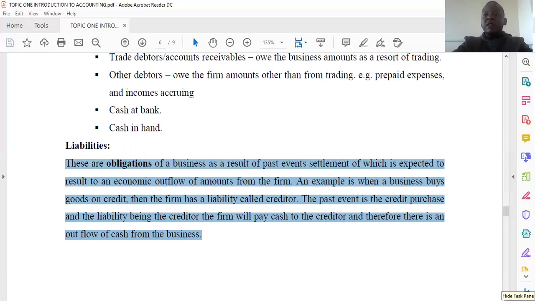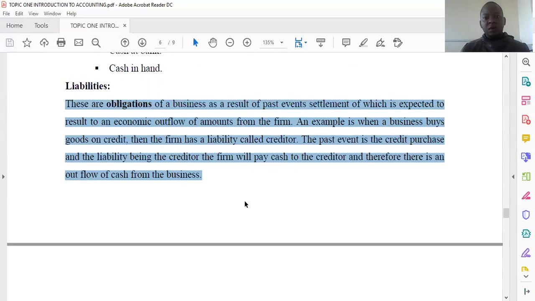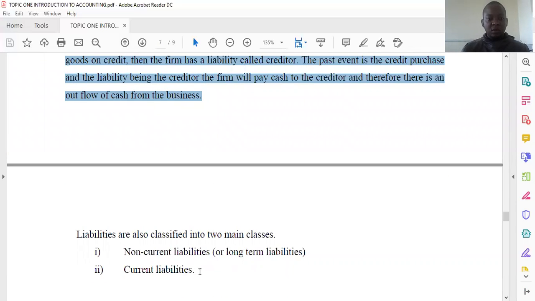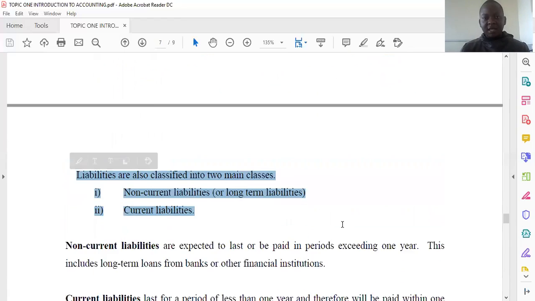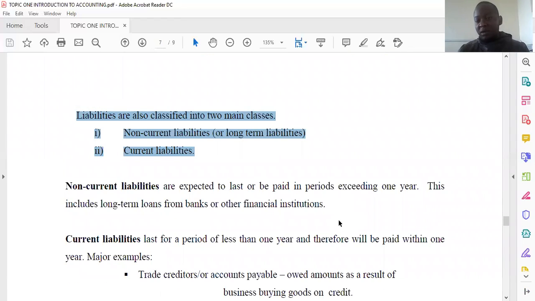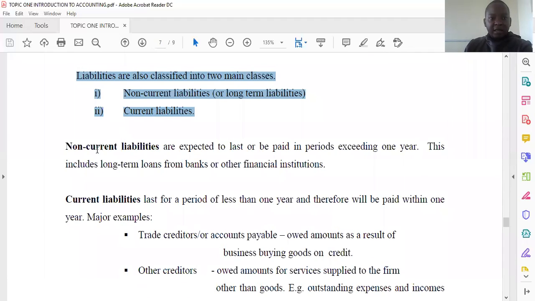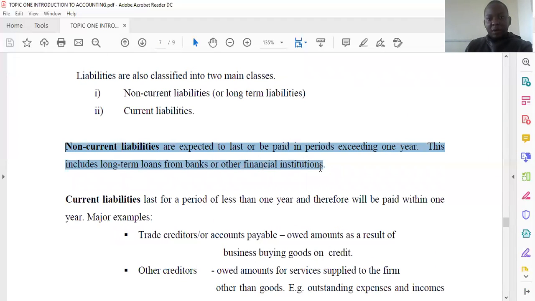They give us resources. We borrow resources from these liabilities. Liabilities are classified into two. Like in the assets case, we have the non-current liabilities, also known as long-term liabilities, which are expected to be paid in periods exceeding a year from the balance sheet date. And then we have current liabilities, which are expected to be paid within a year from the date of the balance sheet. So non-current liabilities are expected to be paid in periods exceeding a year.